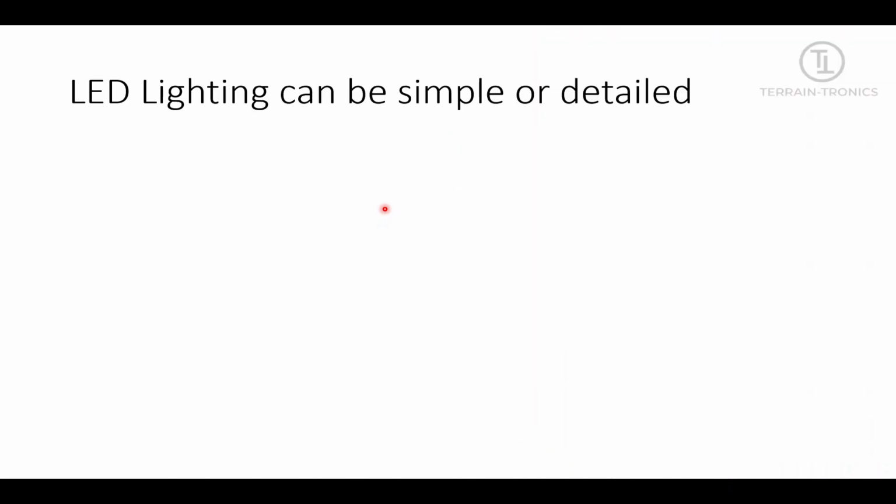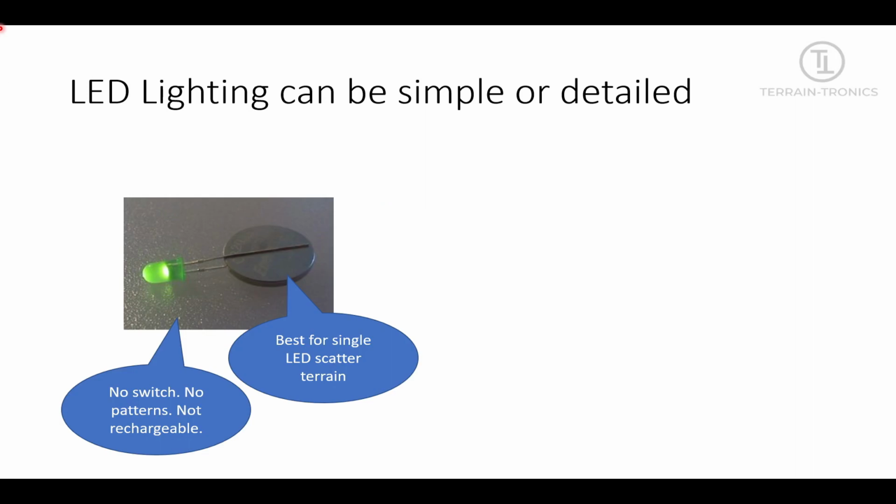Now, LED lighting in your systems can be simple or detailed. This is the simplest system we've seen, and a lot of crafters do this. They just use coin cells and they push them between the pins. And because these coin cells have a high enough resistance built into them, you don't need an extra resistor. But there's no switch, there's no patterns, it's not rechargeable. But if you're just making a simple, small piece of scatter terrain and you just want one light on it, it's actually a nice solution. And maybe that might be your first piece of terrain with LEDs in it.